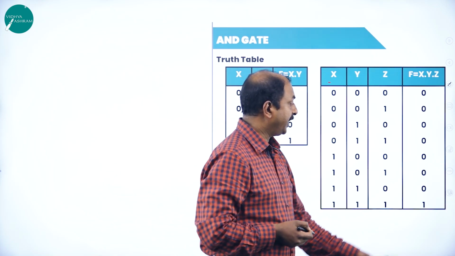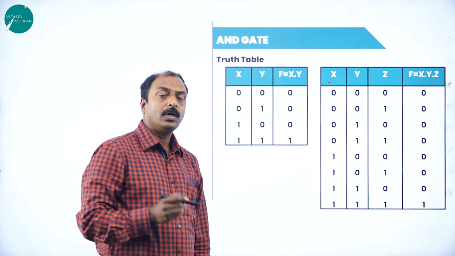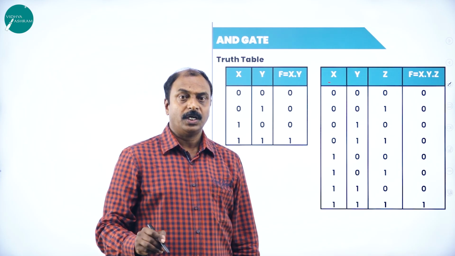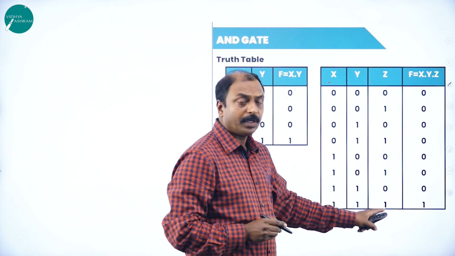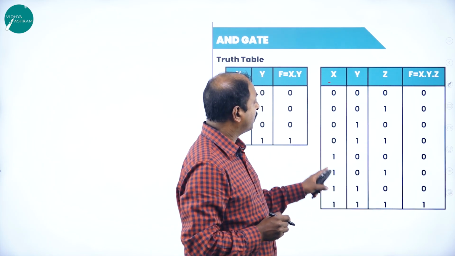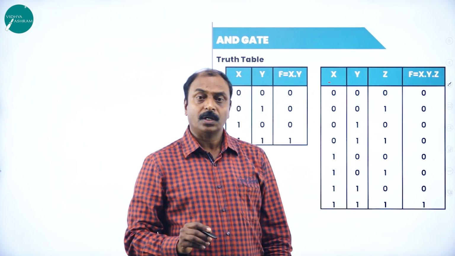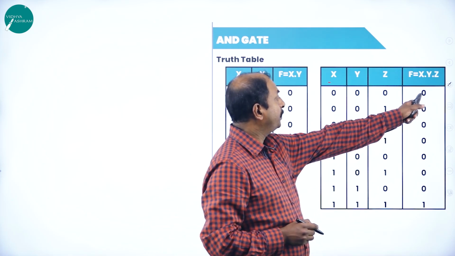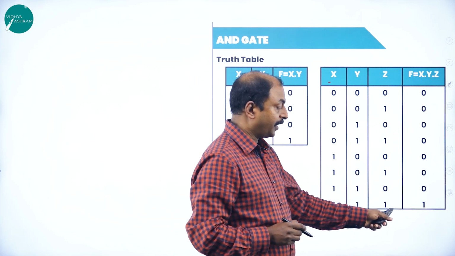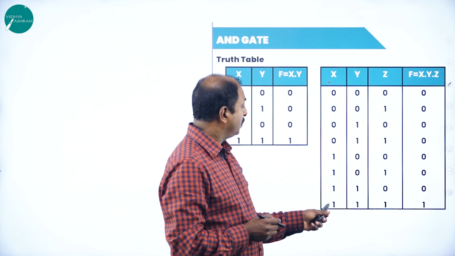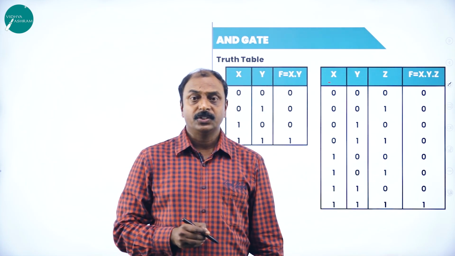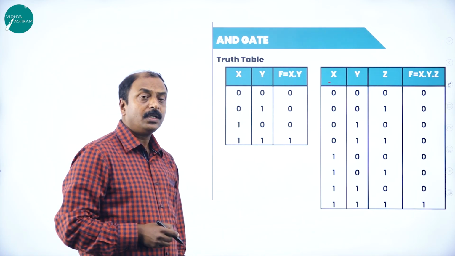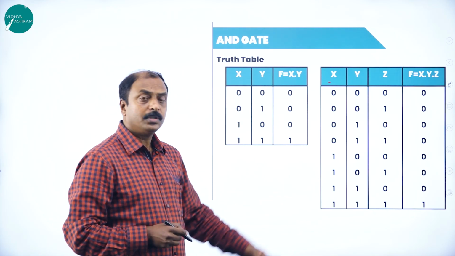Now the output is, as per the definition, when all the input signals are high, output is high. If you look at the combinations here, except the last one, in all other 7 combinations, all inputs are not high, so the output would be 0. Only for the last combination, all the inputs are high, so the output would be 1 or high. So this is the truth table for 3 input AND gate.